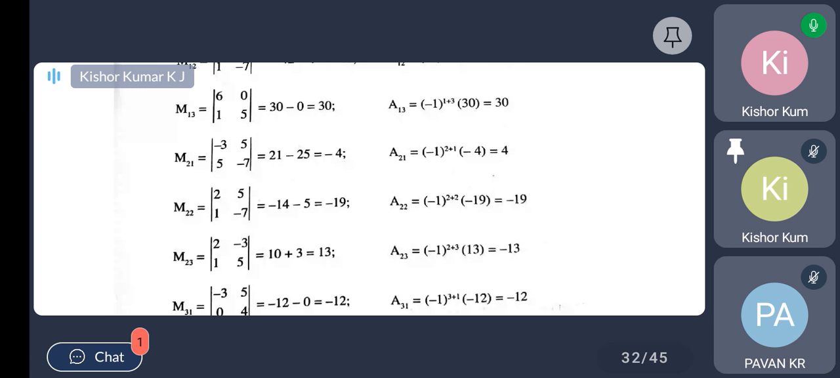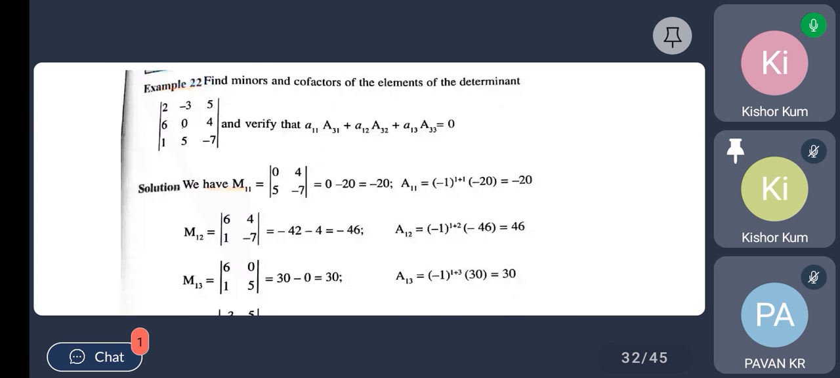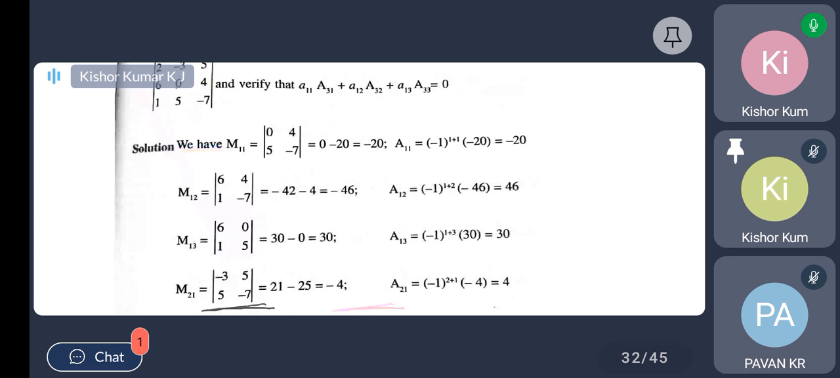And I am going to repeat the same procedure. So you will get M21, the second row, first element. Delete the corresponding row and corresponding column. You will get minus 3, 5, 5, 7, minus 7. So minus 7 into minus 3 is 21. Minus 5 into 5 is 25. 21 minus 25 is minus 4.